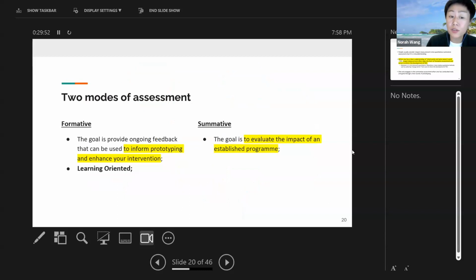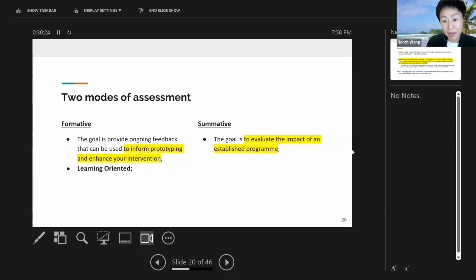So there are two modes of assessment. One is formative, the other one is summative. So the goal of formative assessment is to provide ongoing feedback that can be used to inform prototyping with a view to enhancing your intervention. So it's much more learning oriented. So it's often used for pilot programs or programs at trial period or prototypes. Summative assessment is to evaluate the impact of an established program.